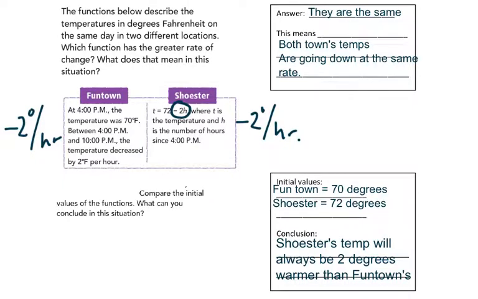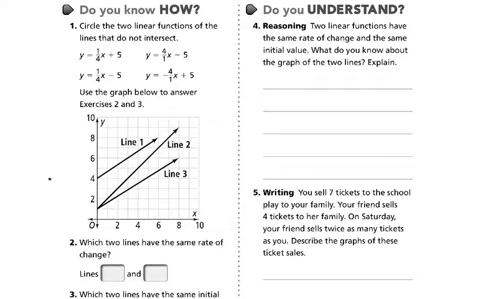Alright, now we are ready for our Google form to make sure that you understand what you have learned here today. So go to the questions here, and I will ask you to put your answers into the Google form. So for number 1, you are going to write the letters of the two linear functions of the lines that do not intersect. So you're going to write A and B, B and C, C and D, A and D, etc. So you're going to write 2 letters of functions that don't intersect.